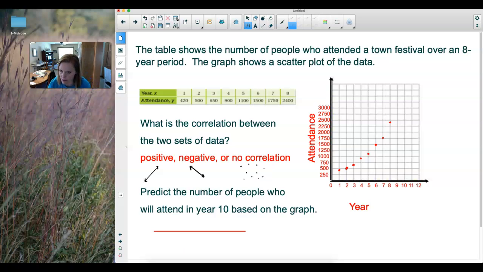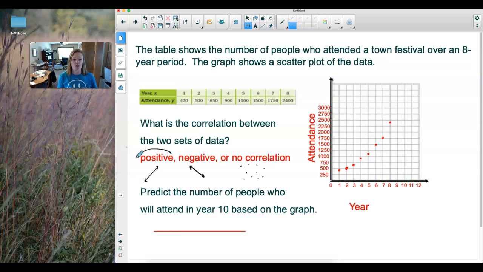Okay, now if we were comparing this and I say as the years go up, what's happening to the attendance? Well, it's also going up. So remember, if both thumbs are going up or both thumbs are going down, then it's positive. If one goes up and the other goes down, then it's negative correlation. So in this case, the correlation is positive.